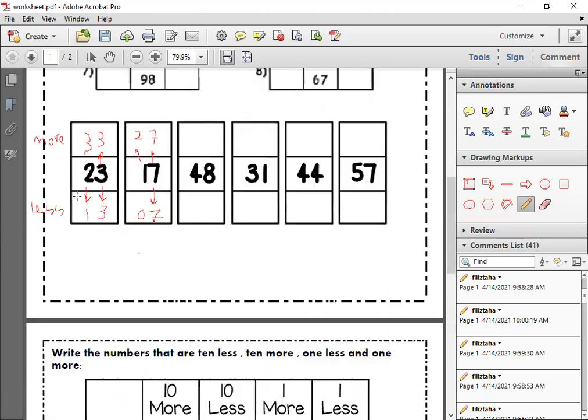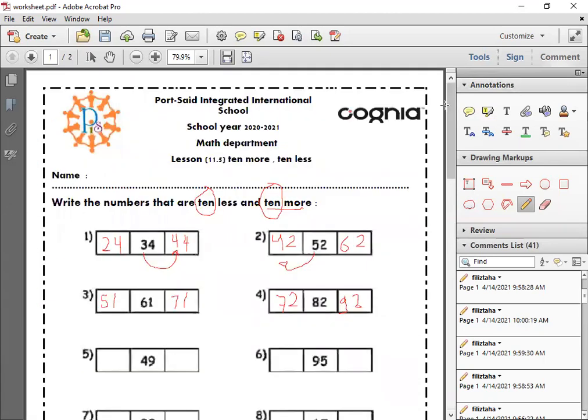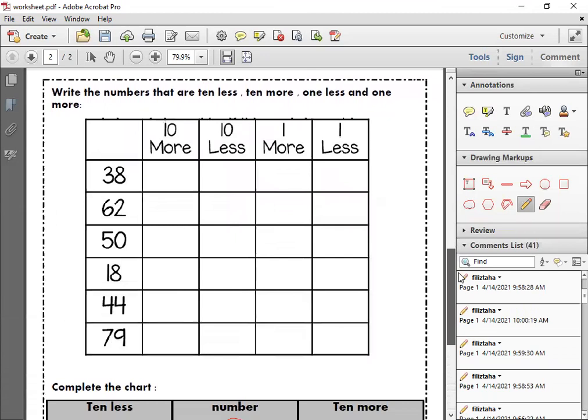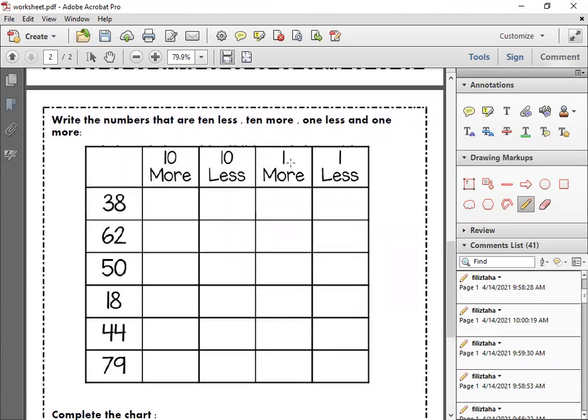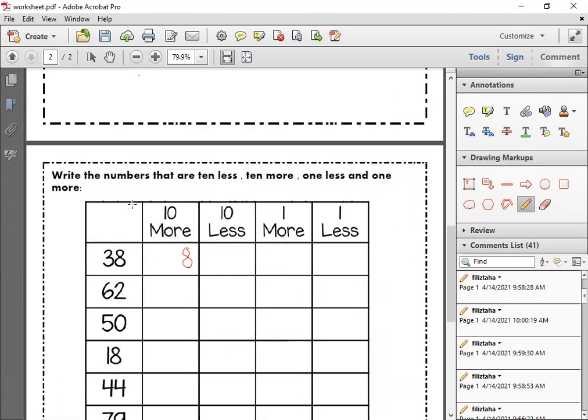This is our session for today. Yeah, grade 1. Before we end, this table is like a revision on 10 more, 10 less, 1 more, 1 less. I'm going to answer the first question and you're going to answer the rest of the questions by yourself. Okay, the first number here is 38. I want to find the number that is 10 more than 38. 10 more means the ones will be the same. 10 more means the number that comes after 3, which is 4.